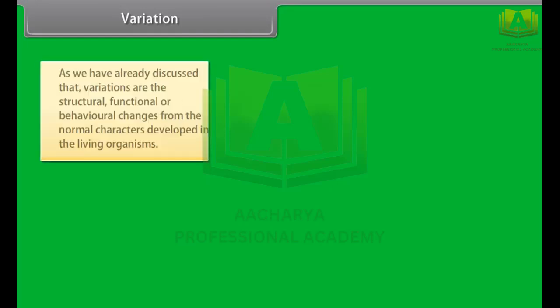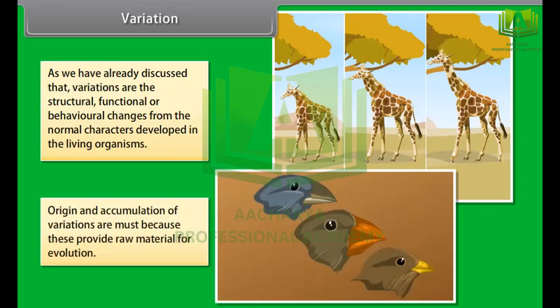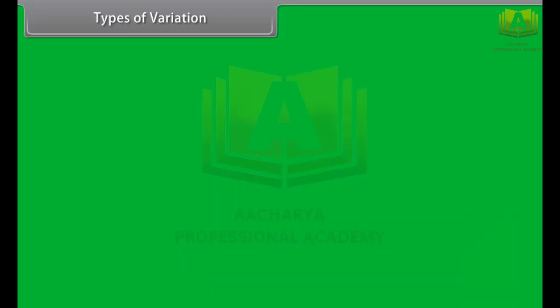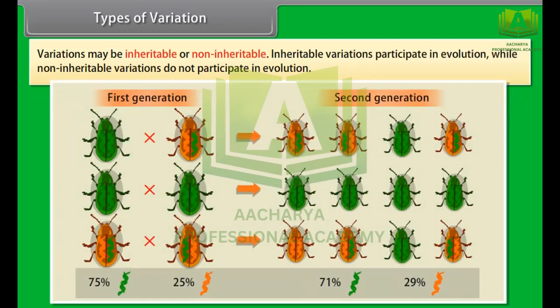Variation. As we have already discussed, variations are the structural, functional, or behavioral changes from the normal characters developed in the living organisms. Origin and accumulation of variations are a must because these provide raw material for evolution. Types of variation. Variations may be inheritable or non-inheritable. Inheritable variations participate in evolution, while non-inheritable variations do not participate in evolution.